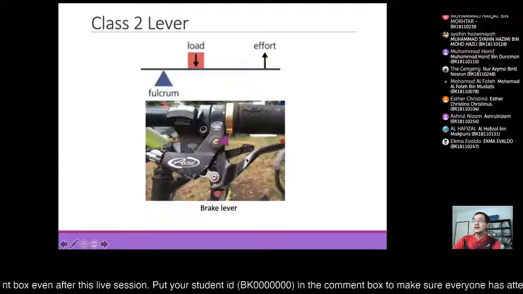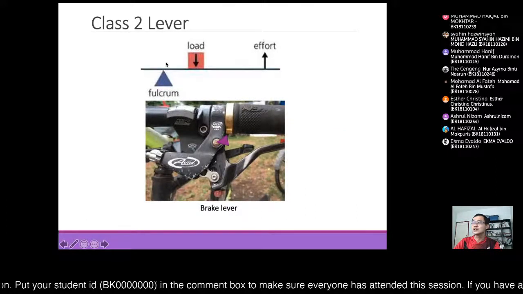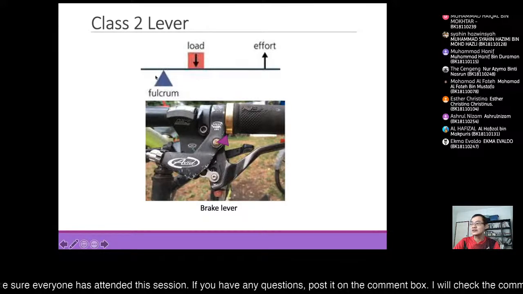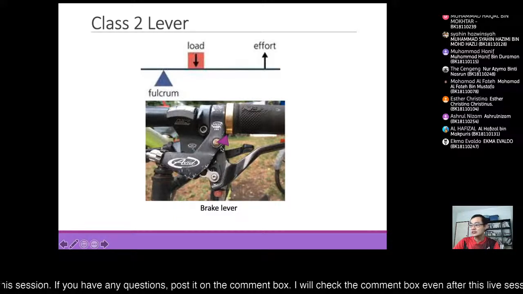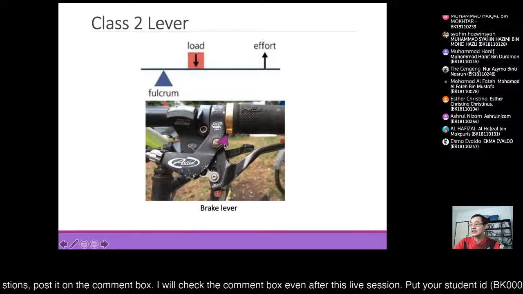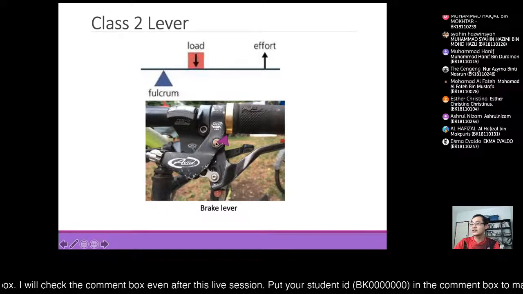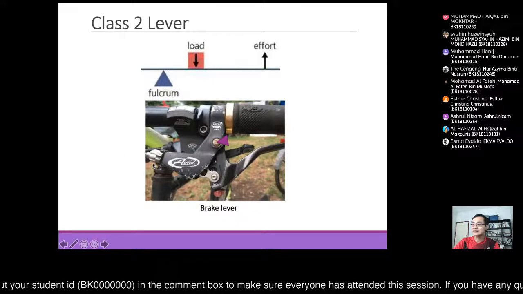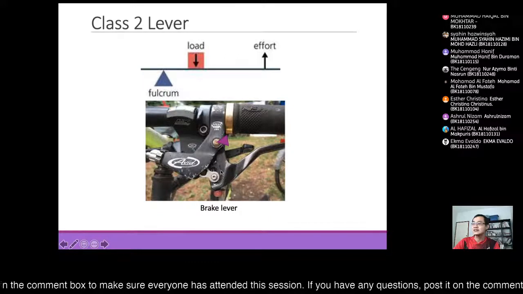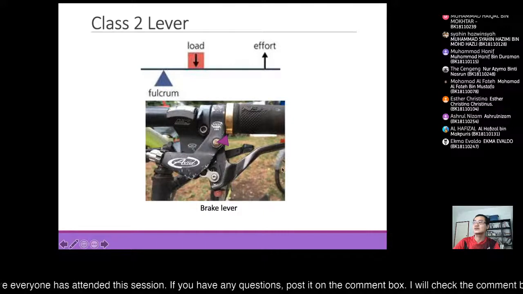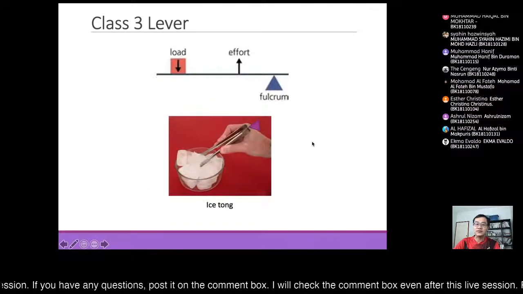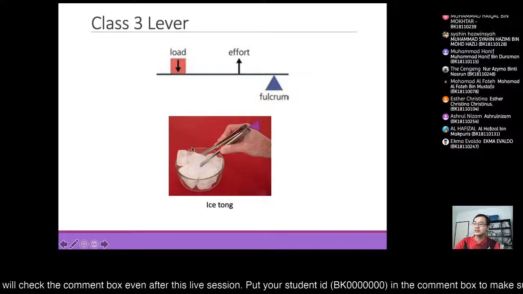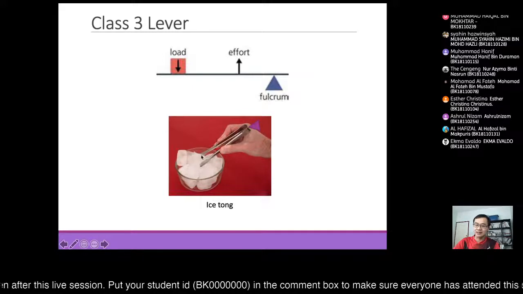Then also we have the class 2. The fulcrum is at the end and your load is in the middle, right? This we can see from the brake lever design. We have a fulcrum at the end, this is connected to the brake. So we have a wire here, so this will be your load, and you press from the end. Then the third type of lever can be as simple as an ice tong. You have your fulcrum here, you put your effort here to cater for this load.